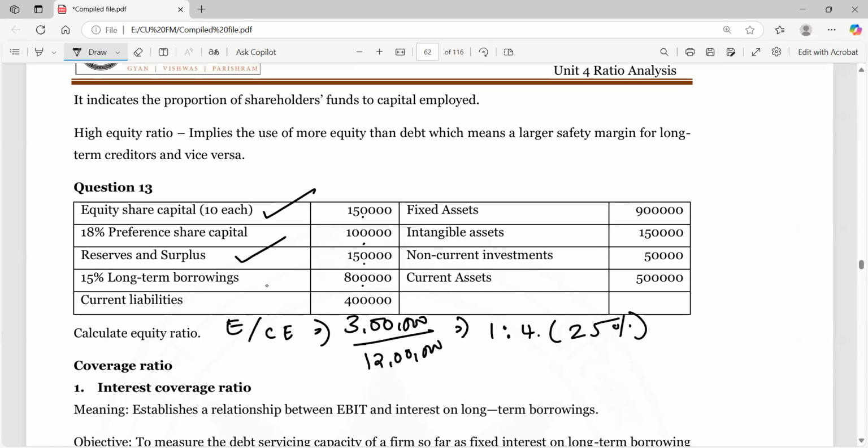Clear? Now, listen, capital employed is 12 lakh. We are adding these 4 figures. The alternate formula is total assets minus current liabilities. Still, we will get the same capital employed, right? Now, how do we interpret this? For 4 rupees of capital employed, 1 rupee came in the form of equity. Or you can say that 25% of your capital employed is equity share capital. That's all. Clear?